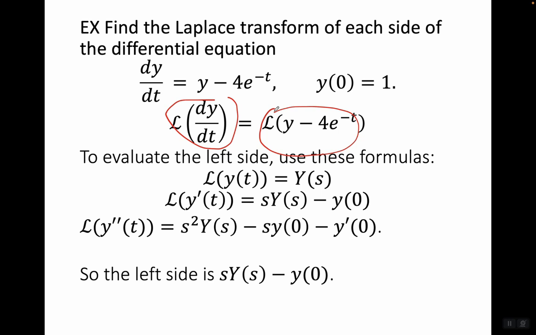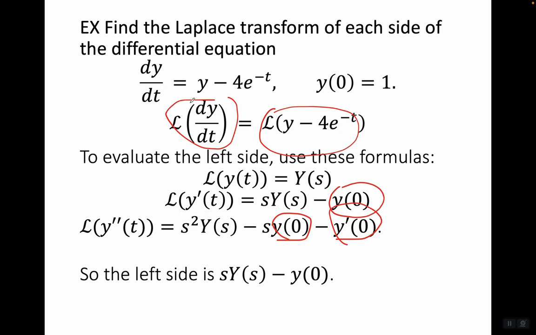To evaluate the left side, use these formulas. Okay, so these are Laplace transforms for derivatives. L of y(t) is just capital Y(s) by definition. We saw that earlier. L of y' is sY(s) minus y(0). y(0) in this case, that's the initial value. And L of y'' equals s^2 Y(s) minus s y(0). That again is the initial value, minus y'(0), another initial value.